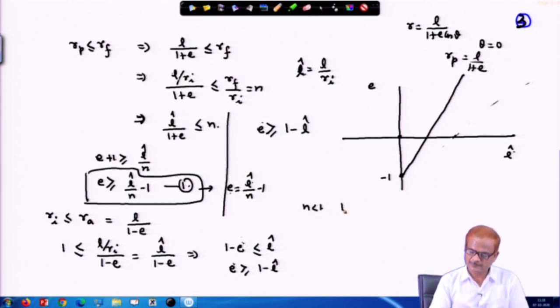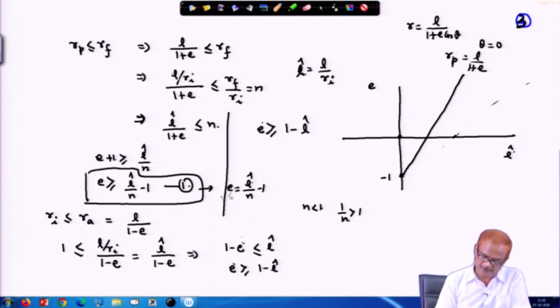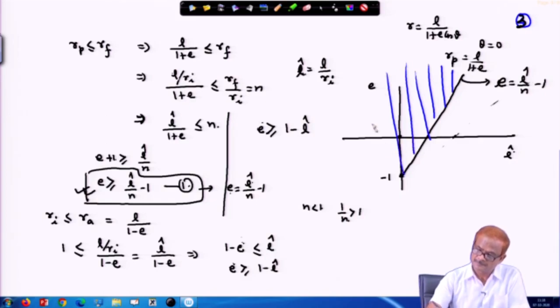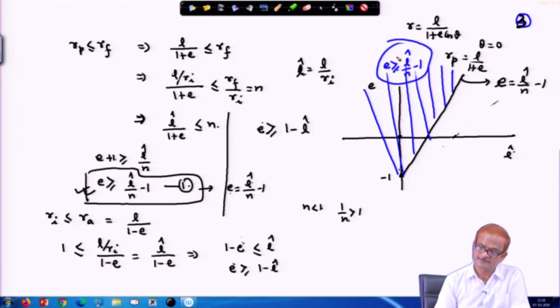N is less than 1, therefore 1 by n will be greater than 1. So the slope of the curve will be more than 45 degrees. And then using this part, E is greater than L cap n minus 1. So this is the equation for E equal to L cap divided by n minus 1. So E will be greater on this side. So here is your equation, E greater than or equal to L cap divided by n minus 1, this is satisfied.